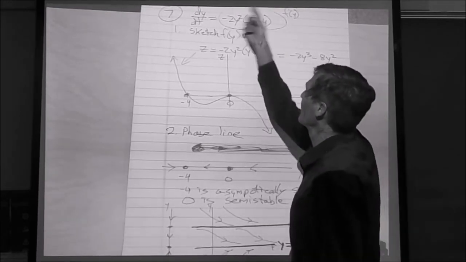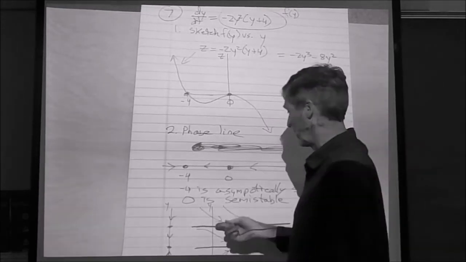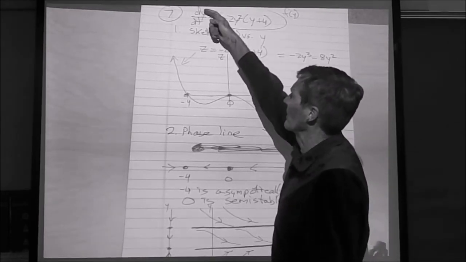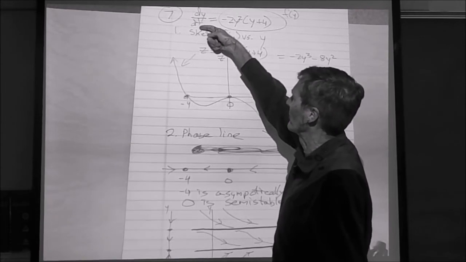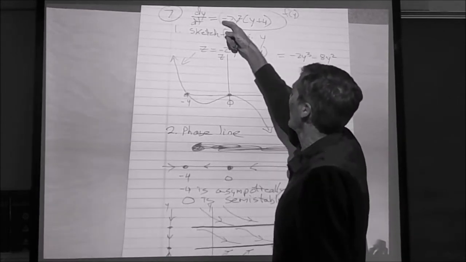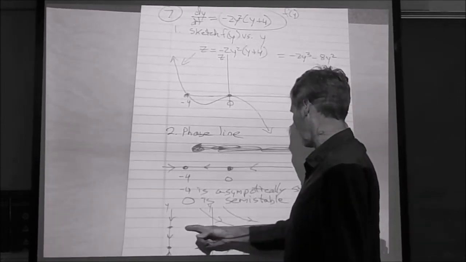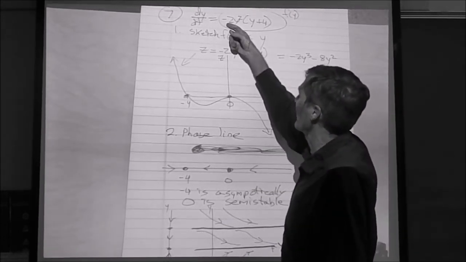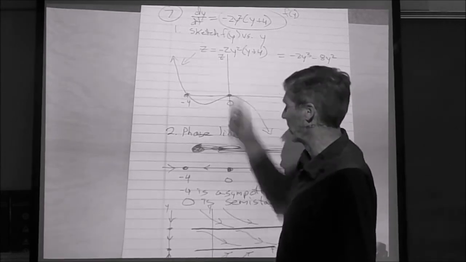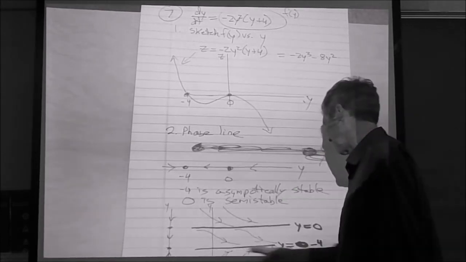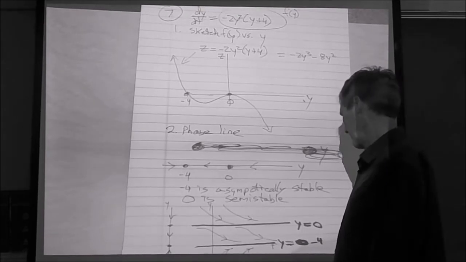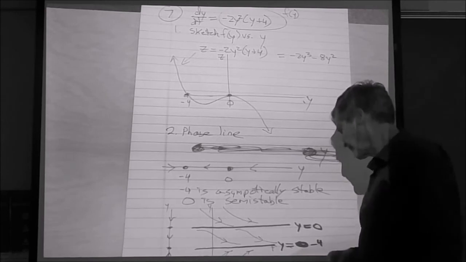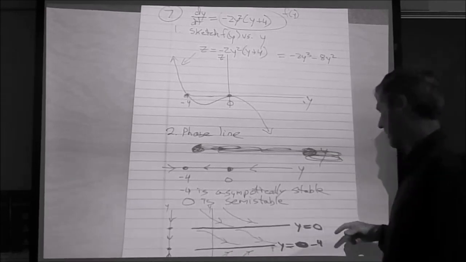Any constant value of y that makes the right side 0, like y equals 0, is also a constant solution because its derivative is 0. Derivative of a constant is 0. So y equals 0 makes the right side 0, and y equals 0 is a horizontal or constant solution. Similarly, y equals negative 4 makes the right side 0. The derivative of negative 4 is 0, so y equals negative 4 is a constant or equilibrium or stationary solution. So those are your two stationary solutions, constant solutions.